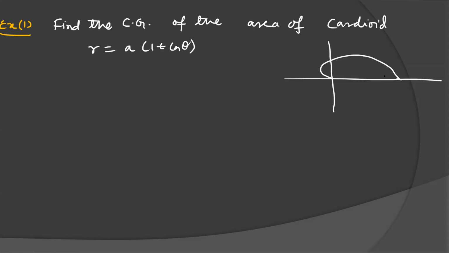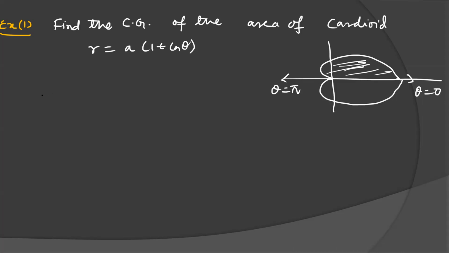Let's see two problems. The first example I am taking in polar coordinates. Find the center of gravity of the area of the cardioid. Means you are talking about a plane lamina. r equal to a(1 plus cos theta). I think you know very well the tracing of this looks like this. This is your initial line, theta equal to 0. This is your theta equal to pi.